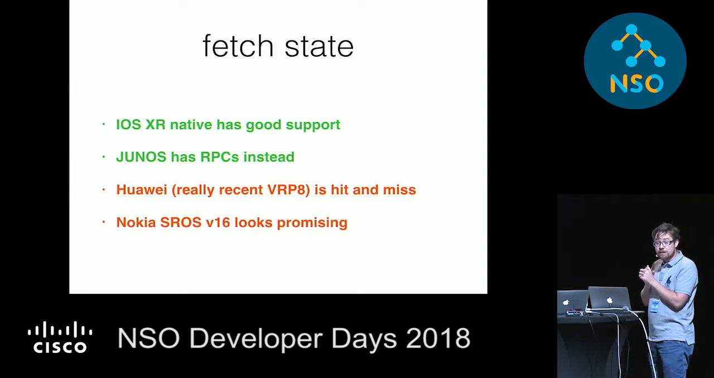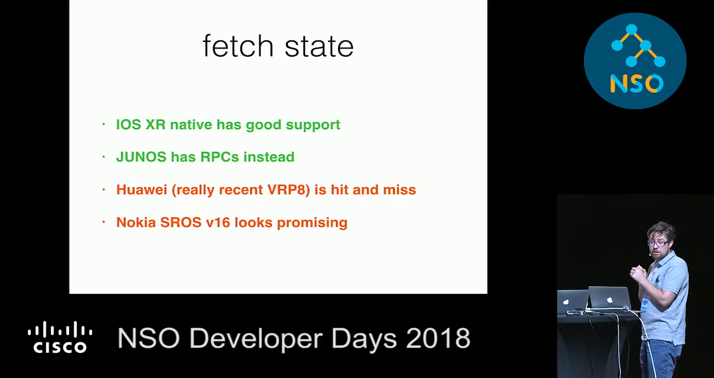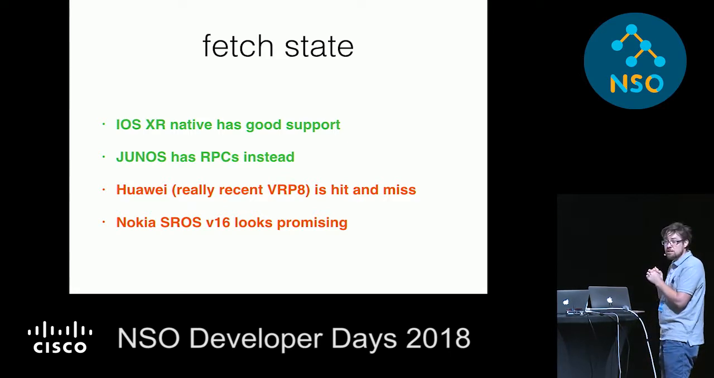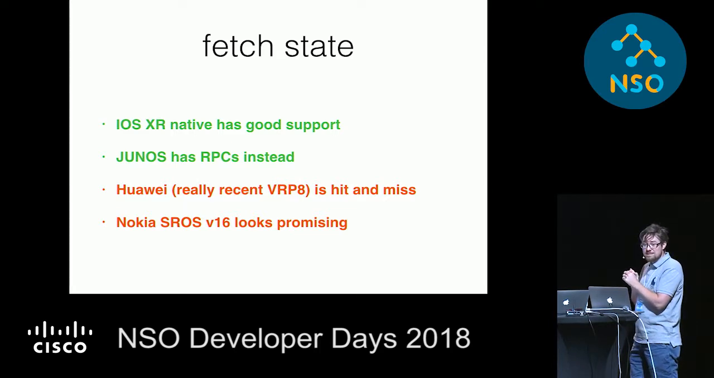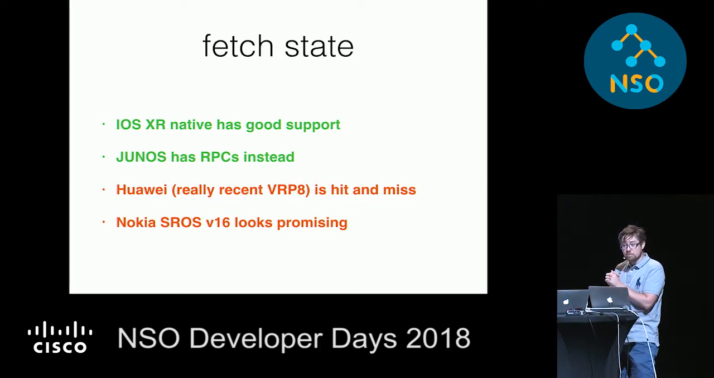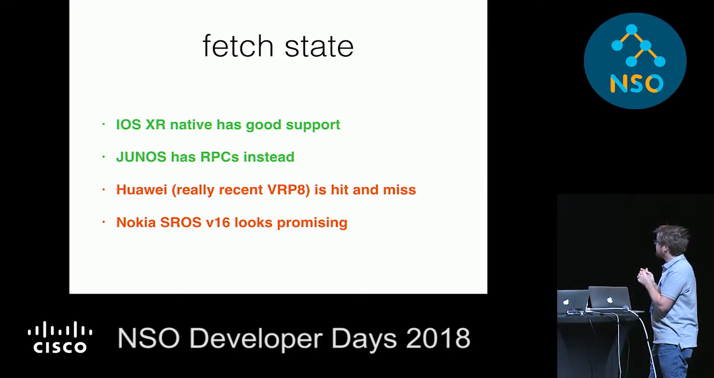Just want to mention, for fetching state, IOS XR native NETCONF has pretty good support for this. That's what we're using, and we've been using it for quite long. We used to have beta builds from Cisco on 5.1, 5.3, which include lots of NETCONF. Now there's 6-something, and all of it includes a pretty good native NETCONF interface. And the YANGs have good coverage for a lot of things. Junos has these RPCs instead. It's a little weird, but it works most of the time.